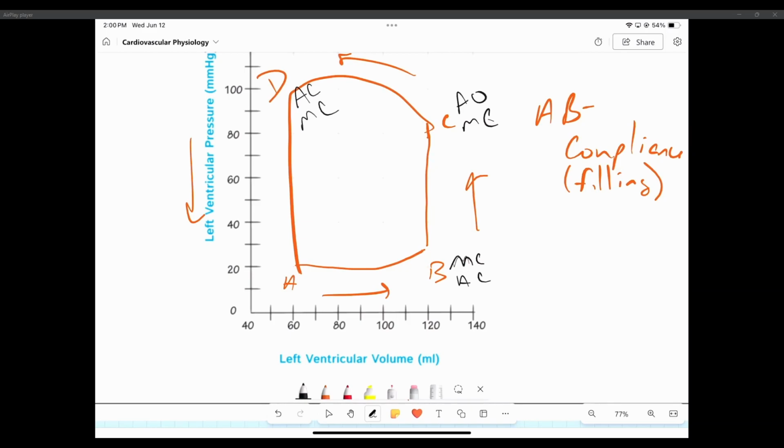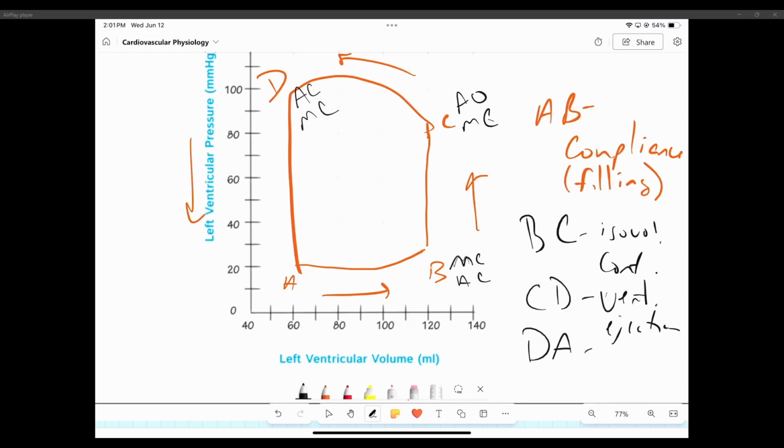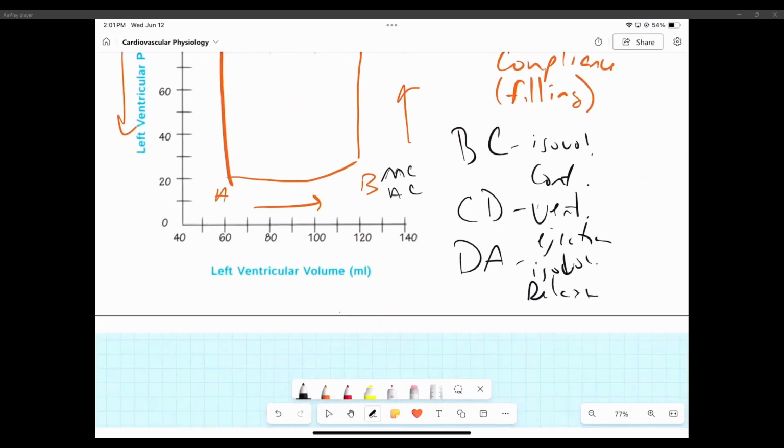What's going on from D to A? This is your isovolumic relaxation. So B to C is contraction. C to D is ventricular ejection. D to A, isovolumic relaxation. And then finally, A to B is also compliance, but we also know it's ventricular filling as well.